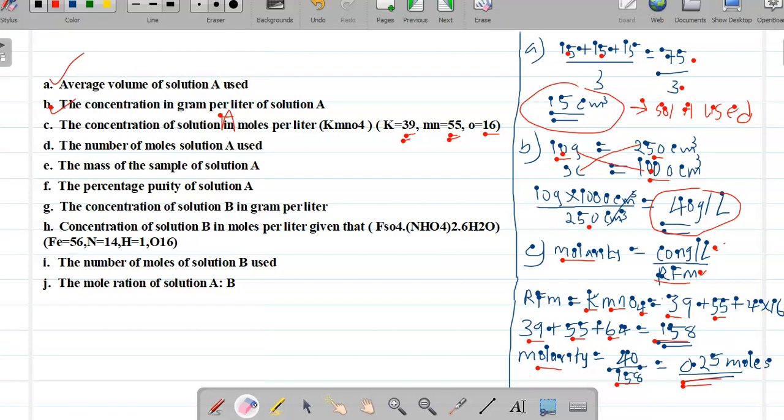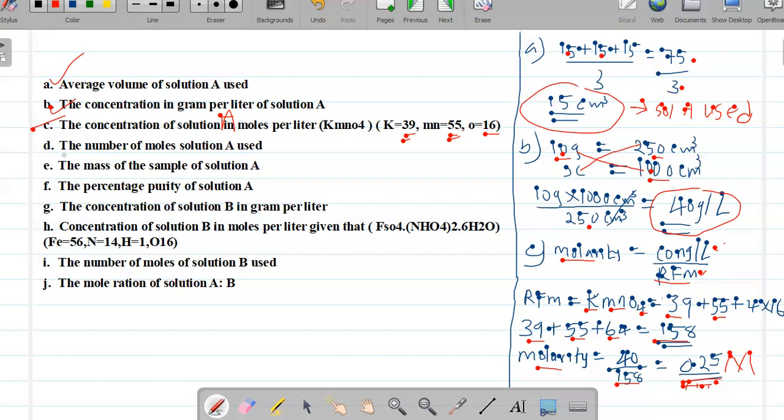Sorry, here it is not moles, it is M. It is molar because it's molarity. Here is 0.25 molar, not moles. That's how you calculate part C. What have we done in part C? We calculated the RFM, then divided it into the concentration which we obtained in part B.